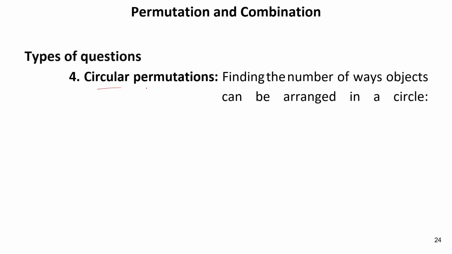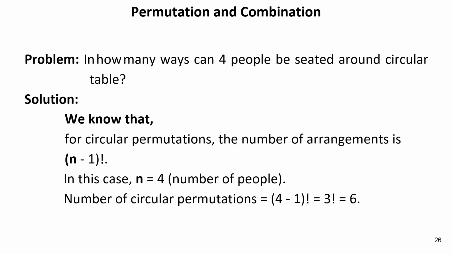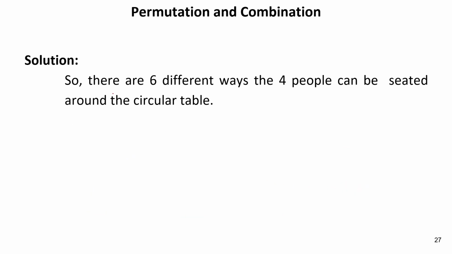So what is circular permutation? So finding the number of ways objects can be arranged in a circle. Okay. So in how many ways can 4 people be seated around a circular table? Okay. We know that for circular permutations, the number of arrangements is what? N minus 1 factorial. In this case, n is equal to actually 4. So the number of circular permutations will be n minus 1 factorial is equal to 3 factorial is equal to 6. So there are 6 different ways that 4 people can be seated around a circular table.